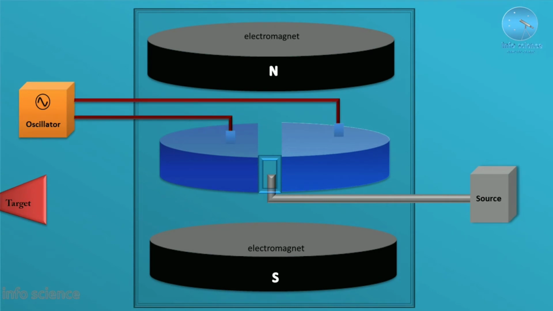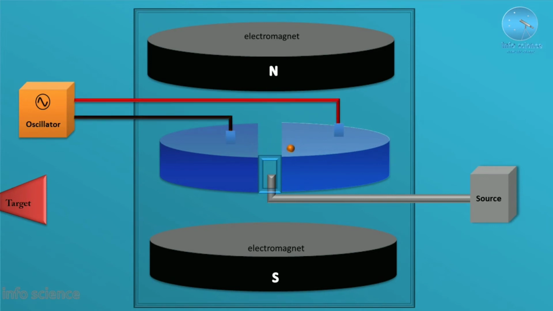When a high-frequency AC is applied between the Ds, an alternating electric field is set up which will make them positive and negative alternately. Let an ion of charge plus Q be emitted by the ion source at the instant when D1 is negative and D2 is positive. Then it is accelerated towards D1 with a velocity v1. It describes a semicircular path of radius r1 inside D1.